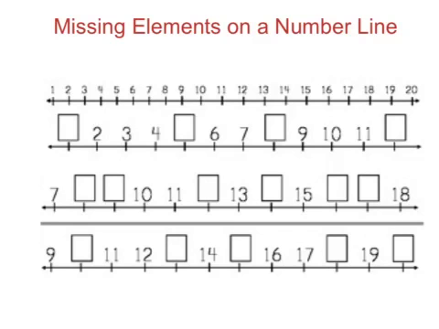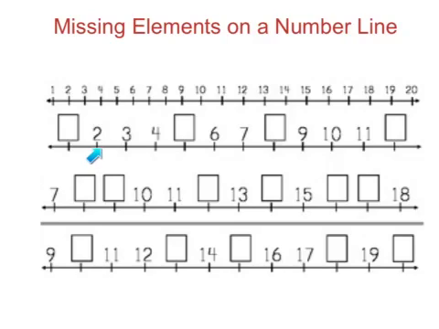Let's have a go at finding missing elements on a number line now. Here we've got a number line, so the first thing we need to do is work out what each number line is counting in. Then we can work out which numbers are missing. In the first one, I can see that the first number is missing, but after that I've got 2, 3, 4. So I know that my number line is counting in ones.